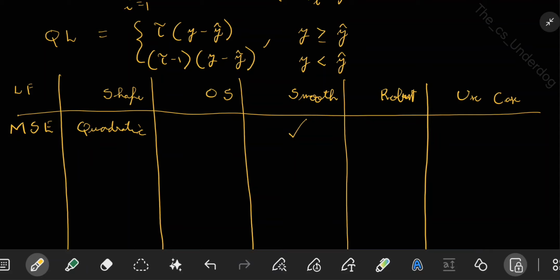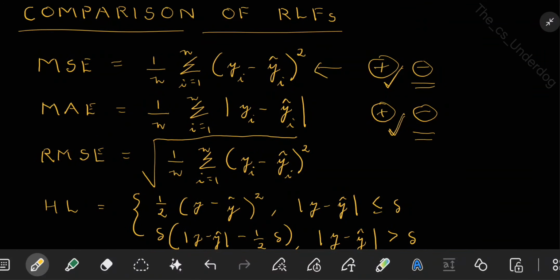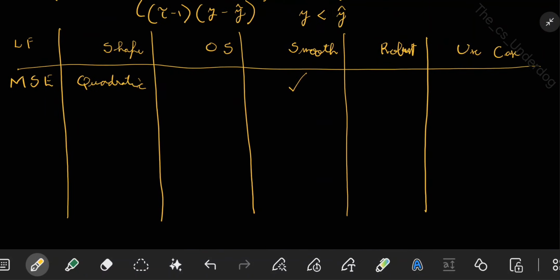Then outlier sensitivity, what had we seen? We had seen that because of the squared term that we have here, if you have an outlier, that means the error will be large on that term. Then what happens? If the error is large, that gets magnified. That would mean outlier sensitivity is very high. So outlier sensitivity, you can say it is very high. I'll put two ticks to show that it is very high.